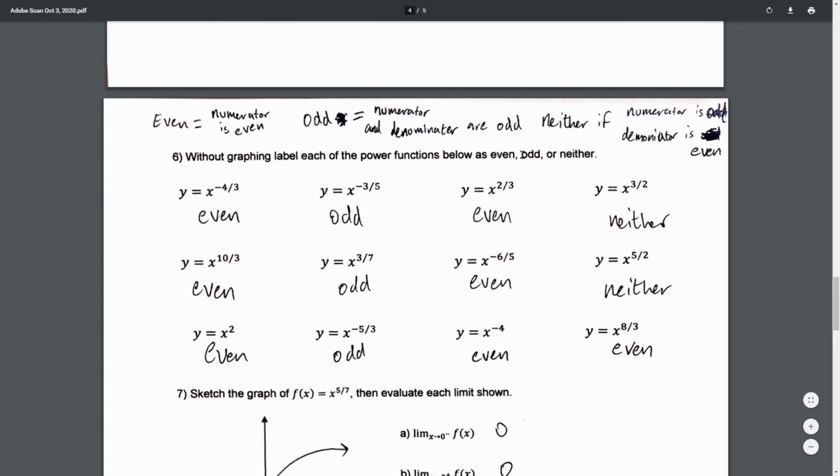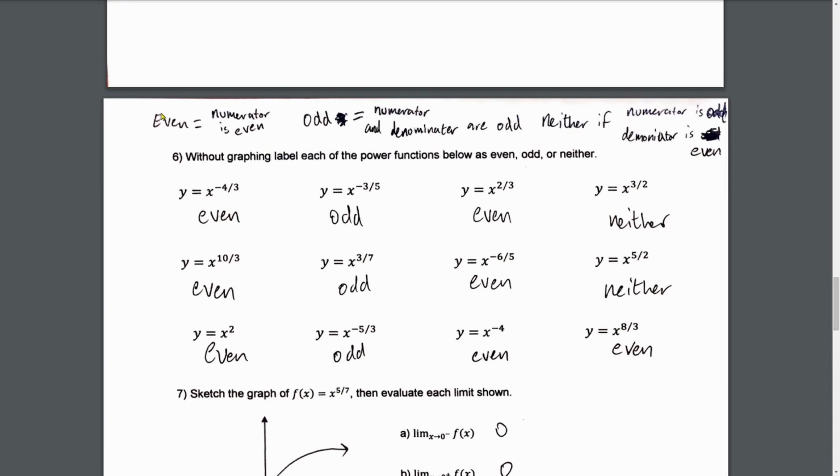Okay, so for number 6, we're asked, without graphing, label each of the power functions below as even, odd, or neither. So I've gone ahead and written out these rules here. Again, these are just some rules that you're going to have to remember and practice. We'll have an even function when the numerator is even. We'll have an odd function if the numerator and the denominator are odd. And it's neither if the numerator is odd, but the denominator is even.